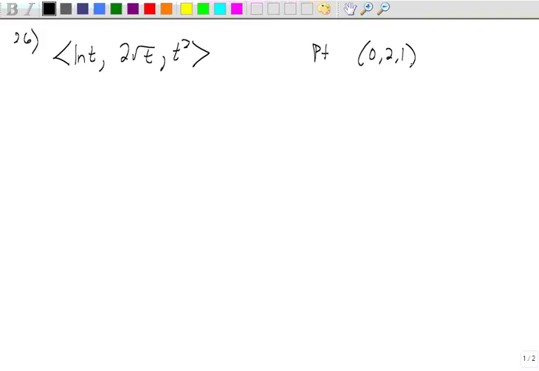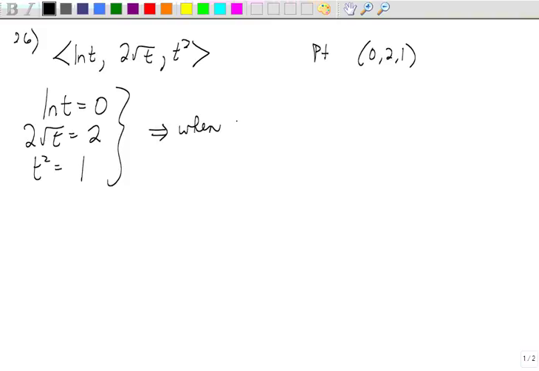26. I have this function for r of t, and I have a point that it goes through, (0, 2, 1). So let's see when it goes through that. That's when ln t is 0, 2 to the power of t is 2, and t squared is 1, and this all happens when t is 1. So that does go through that point.